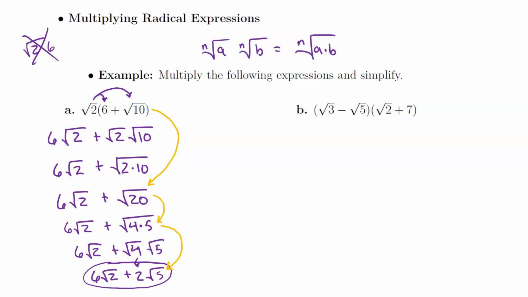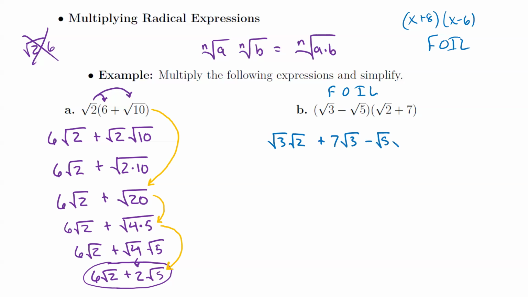All right, now part B. Well, if I had given you something like x plus 8 times x minus 6, you would, of course, FOIL that out, right? Well, that's the same form this is in. So I'm going to have you FOIL this as well. So first would be root 3 times root 2. Outside would be plus 7, we'll put that first, times the square root of 3. And then minus square root of 5, square root of 2 for the inside. And then minus 7 square root of 5 for the last.